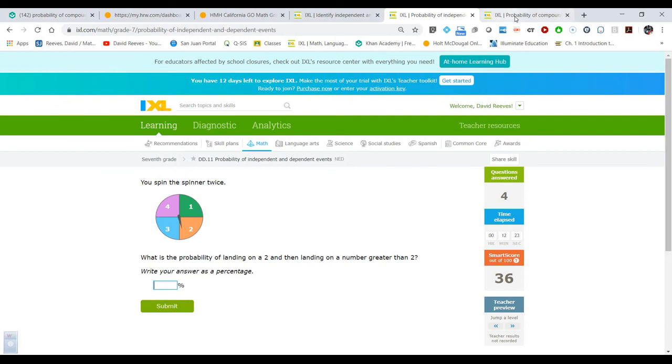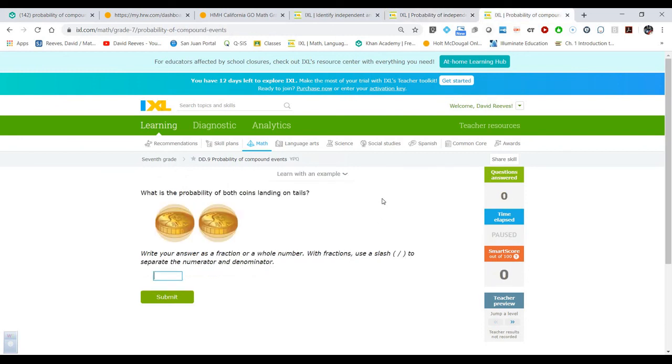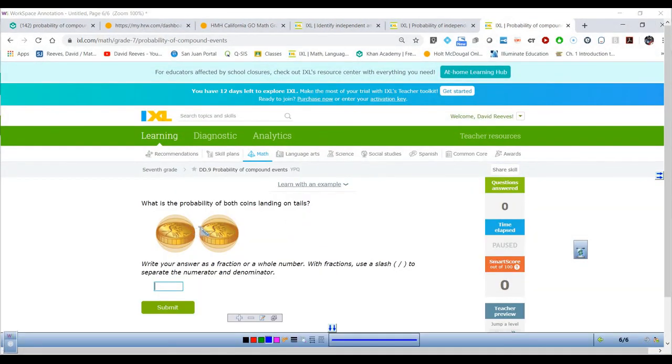All right? Okay, finally, let's go ahead and look at some more examples. Probability of compound events is going to be very similar to what we were just doing. What is the probability of both coins landing on tails? So I have a coin here and a coin here. They are completely independent of each other. Whatever happens to this coin has no effect as to what happens to that coin. So the probability of tails on the first coin is 1 out of 2. And the probability of tails on the second coin is 1 out of 2.